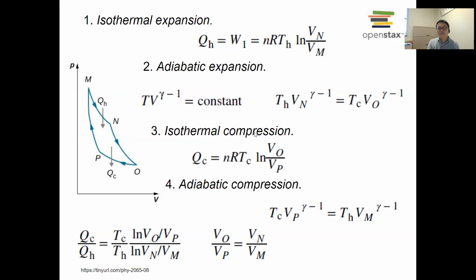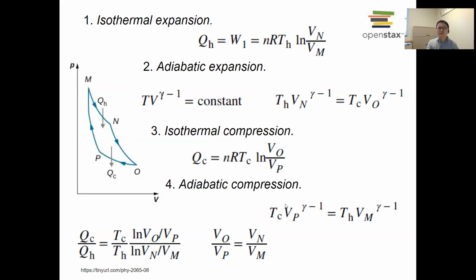And isothermal compression, now this is the work done, equal to Q because isothermal. The internal energy doesn't change. So the same here, because delta T equal to 0, delta E equal to 0. So QH equal to W1. So both cases you can calculate it: nRT_C ln(V_O over V_P). All right, and then adiabatic process again for this one and this one.